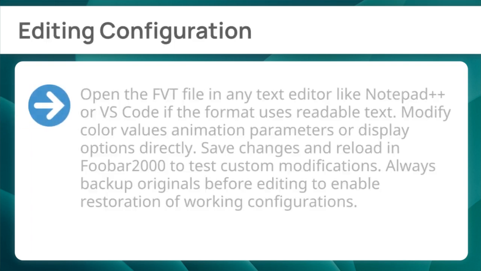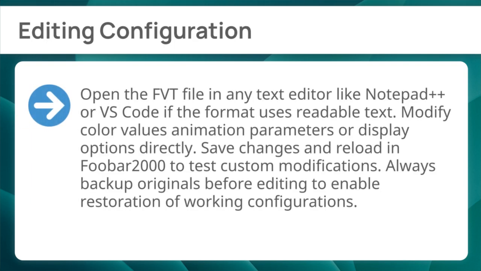Next, editing configuration. Open the FVT file in any text editor like Notepad++ or VS Code if the format uses readable text. Modify color values, animation parameters, or display options directly. Save changes and reload in Foobar2000 to test custom modifications. Always back up originals before editing to enable restoration of working configurations.